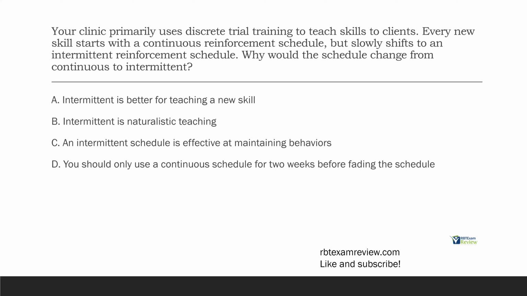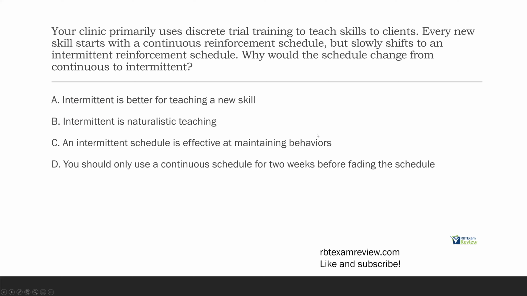A is out. B, intermittent is naturalistic teaching. No, right? Now you could use intermittent reinforcement, and typically our behavior is reinforced intermittently, naturally. But intermittent schedule is not naturalistic teaching. Okay. You can use it, but it doesn't make it naturalistic. Intermittent works just as well for DTT. C, an intermittent schedule is effective at maintaining behaviors.